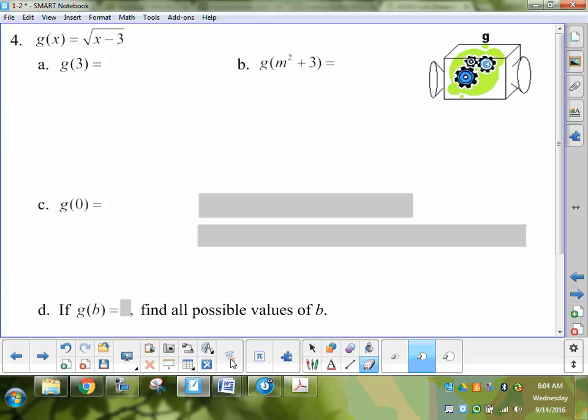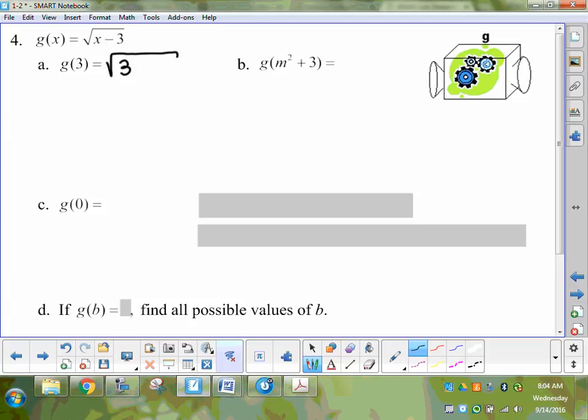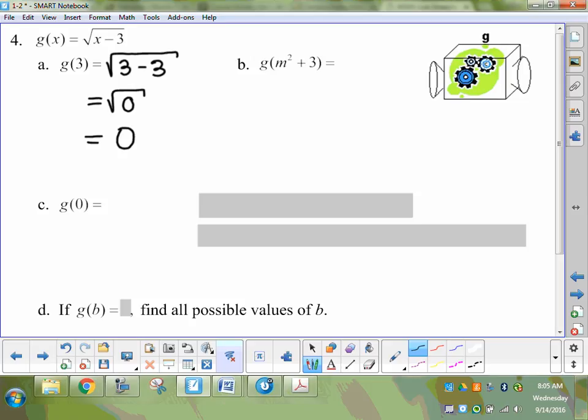Now, we're going to evaluate g of 3 to start, and when you have a function, you always need to show the replacement in. Whatever is in this spot is the input. It could be a star. It could be a smiley face. It doesn't matter. So g of 3 would be equal to the square root of 3 minus 3, which is the square root of 0. You all stammer over this constantly. The square root of 0, or what times itself gives you 0, would be 0.